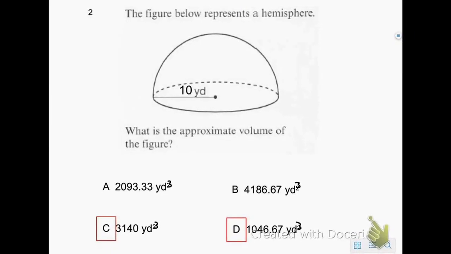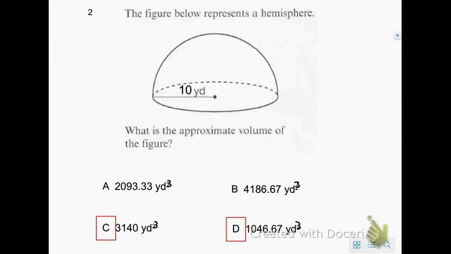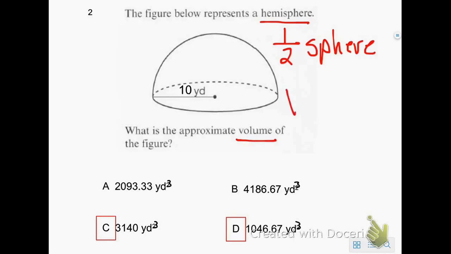Question 2. The figure below represents a hemisphere. Now remember, a hemisphere is half of a sphere. So in order to work this question, if you want to find the volume, you need to look up the volume formula on your formula sheet. The volume formula says volume equals 4/3 pi r to the third power. Remember, it's the third power.